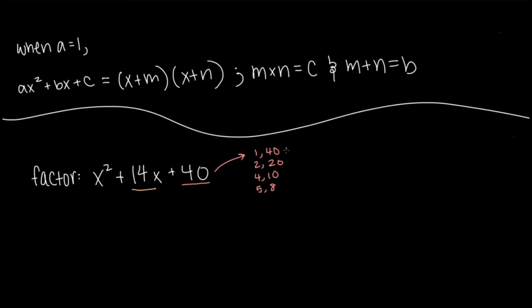So 1 plus 40 is equal to 41, so that's not it. 2 plus 20 equals 22, so that's not it. 4 plus 10 is 14, so that's probably our one. The last one is 5 plus 8, which is 13, which confirms that 4 plus 10 is our one. So now we can just write this out as x plus 4 times x plus 10. And that is our final answer.